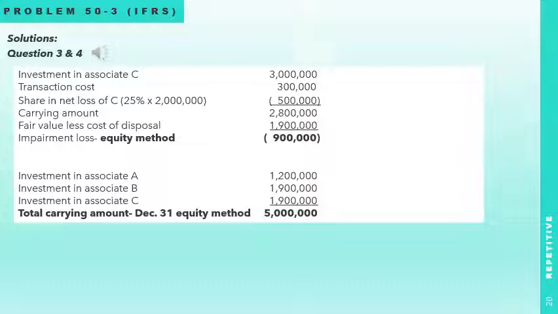So, dito na tayo sa pagkuha ng total carrying amount ng tatlong associates. I-add lang po yung tatlo. So, investment in associate A na 1,200,000 plus investments in associate B na 1,900,000 plus investments in associate C na 1,900,000 at makukuha na po natin yung total carrying amount on December 31 na 5 million.